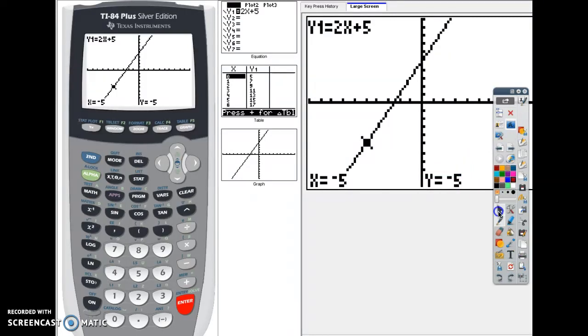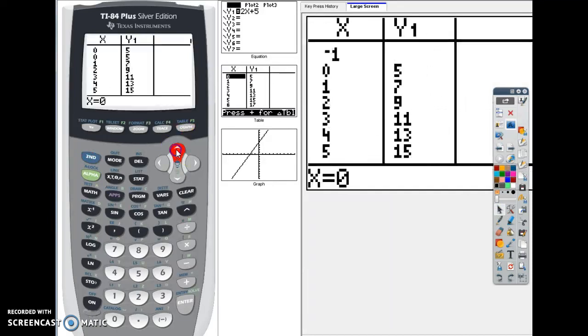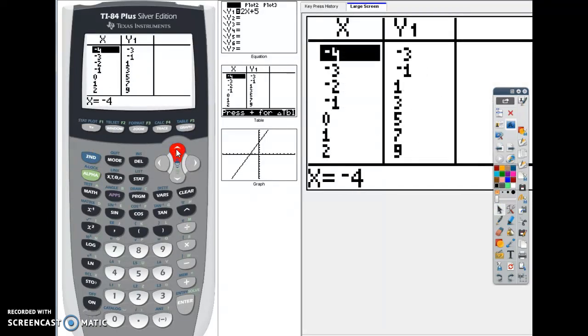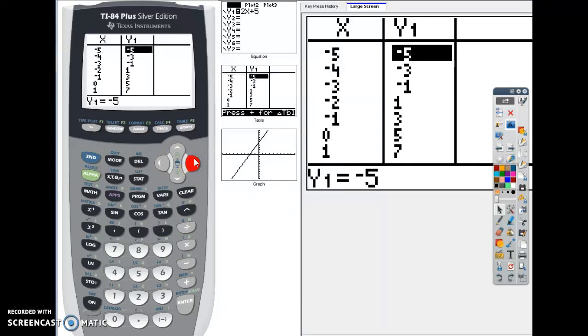You can also go look in second graph and go up and look for negative 5 to see what it gives you, and you'll notice that it gives you negative 5. So when x is negative 5, y is also negative 5. So you're going to do the whole front page and the back page by yourself, and then check your answers.